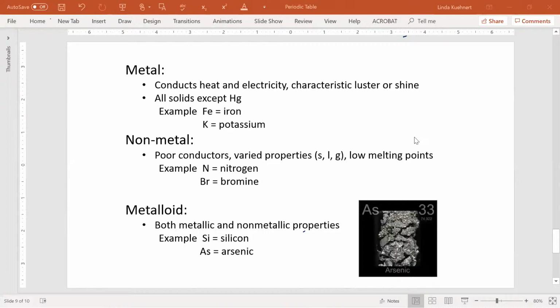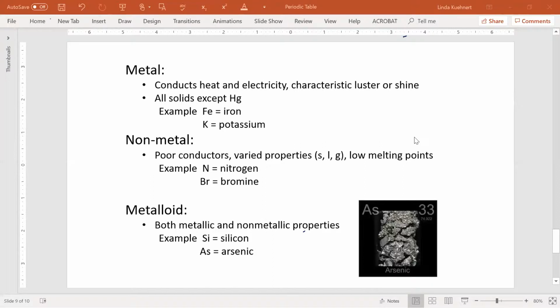Nonmetals, on the other hand, do not like to conduct heat and electricity. They are not malleable and ductile. If you take a diamond and you smash it, it shatters rather than going into a thin sheet. They could be a solid, liquid, or gas. They have lower melting points. And a couple of examples are nitrogen and bromine.